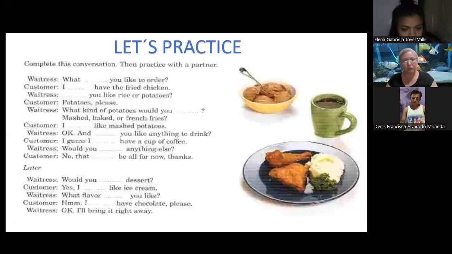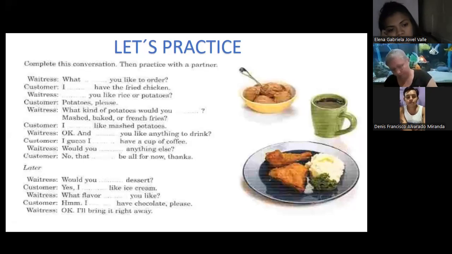So, the conversation starts. Number one, what would you like to order? Okay, so the first one is would, right? It is a customer. I will have. Ajá. I will have. Entonces tenemos el will, right? I'll have. Entonces vemos ahí que es will.